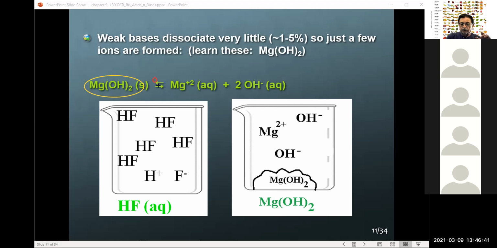Okay, we have the double-sided arrow here. And then we have some of the corresponding ions, which are the magnesium ion and 2 hydroxide ions. Why 2? Because it starts off with Mg(OH)2. There are 2 hydroxide ions for every magnesium ion. Now, some people have a challenge with this part right here, but think of it this way.